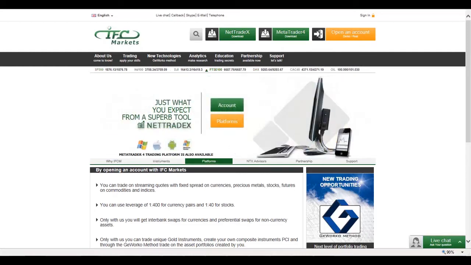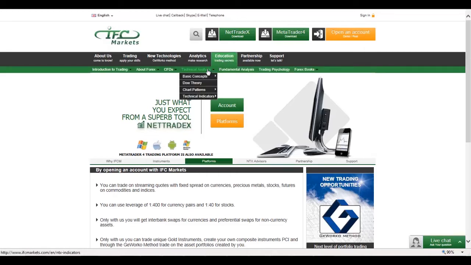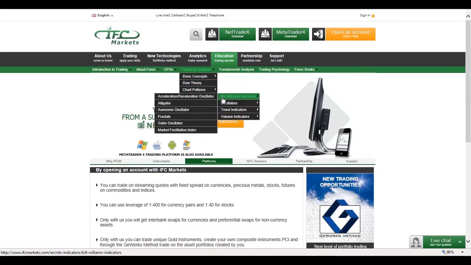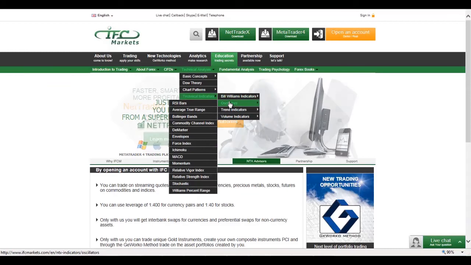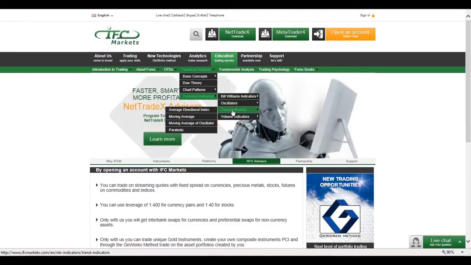Now then, before I show you how to install the indicators into your chart, you can access all the information you need about any indicator by going to Education, Technical Analysis, and selecting Technical Indicators. And from here, you can choose any of your desired indicators from the drop-down menu. Let's begin, shall we?